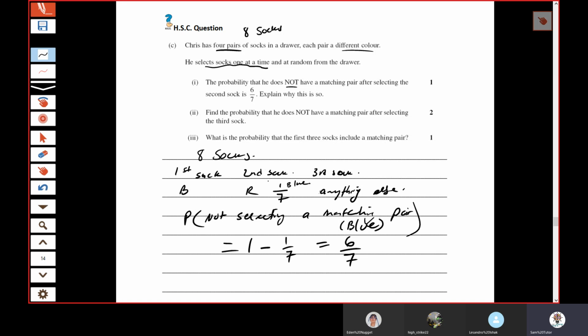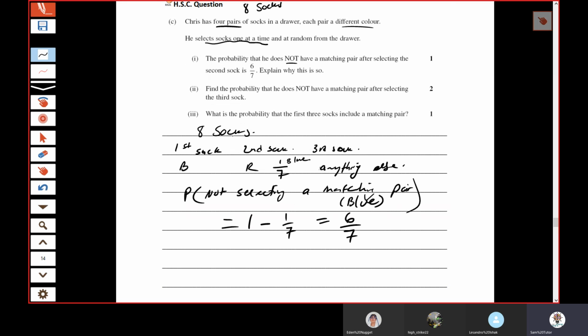So the probability of not selecting this will be, and you guys should know that, because how many socks are left? If he's chosen 1, there's 7 socks left. How many pairs of socks do you still have? You would have 3 different colored ones. You've got red, green, yellow, let's say. So that's 6 socks out of 7. You could have done that as well. Does that make sense?